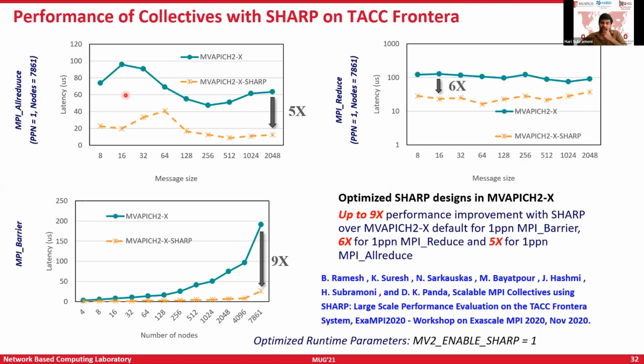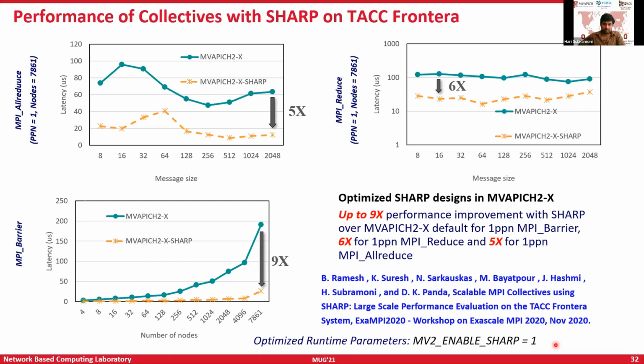So we evaluated the performance of SHARP with allreduce and barrier on the TACC Frontera system up to almost full system scale, like 7,000 nodes. So as you can see, for all the three collectives, using the SHARP-based solution significantly improves the overall runtime of the collective operation, by a factor of up to 5, 9, and 6 for allreduce, barrier and reduce respectively. And this is the environment variable you need to provide to enable it.